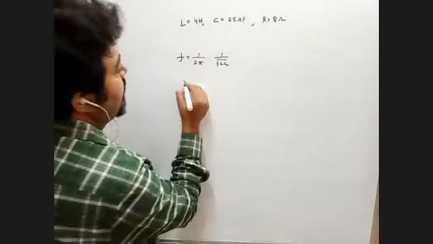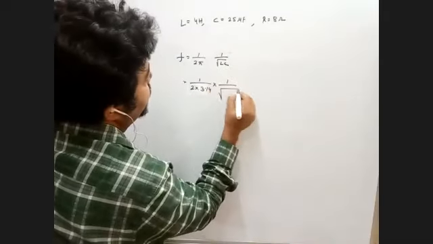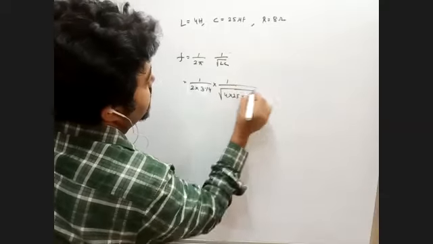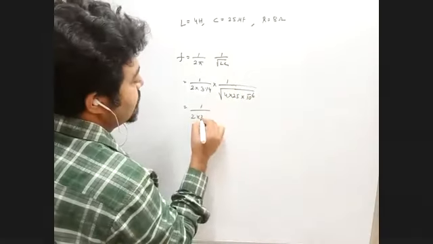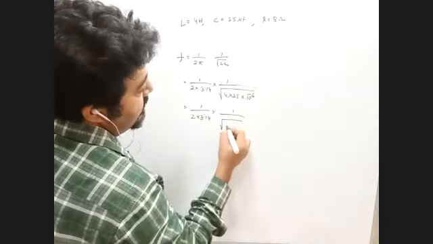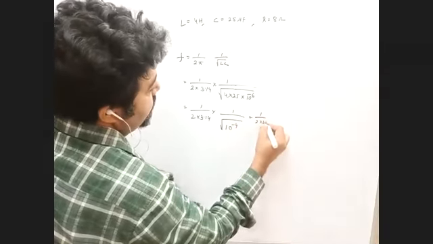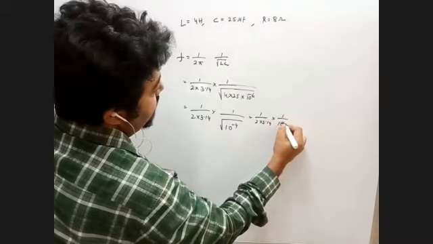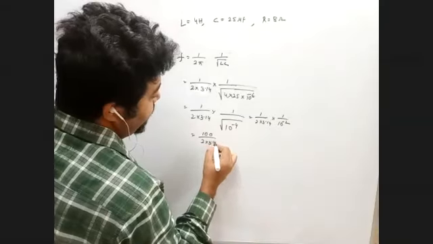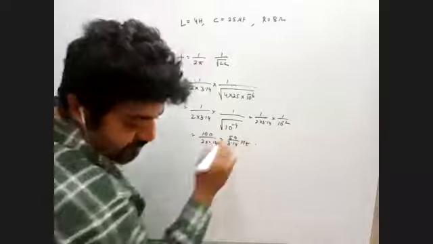So 1 by 2 into 3.14 into 1 by root under 4 into 25 into 10 to the power minus 6. That is 1 into 3.14 into 1 by, this will come 10 to the power minus 4. That is 2 into 3.14 into 10 to the power minus 2. That is 100 by 2 into 3.14. That is 50 by 3.14 hertz. I don't know, you calculate it.